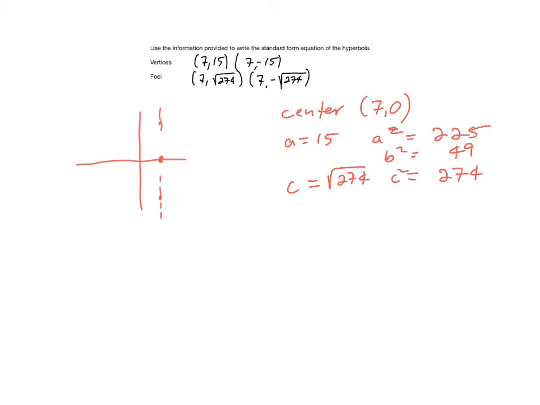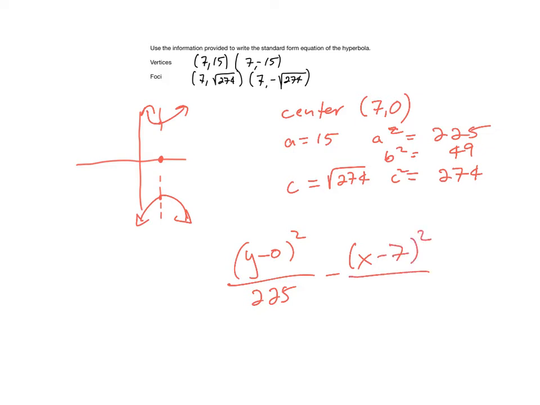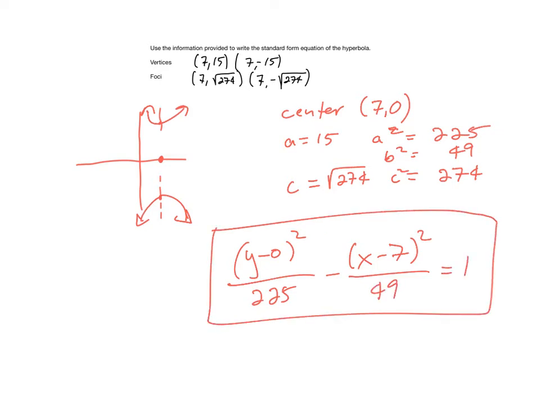So this hyperbola is opening up and down, so this is going to be the y squared over a squared version. So y minus 0 squared, or just y squared, over a squared, 225, minus x minus 7 squared, that's the x coordinate of the center, over b squared, 49, equals 1. And there's our equation.